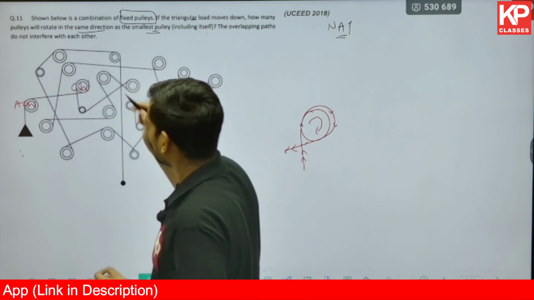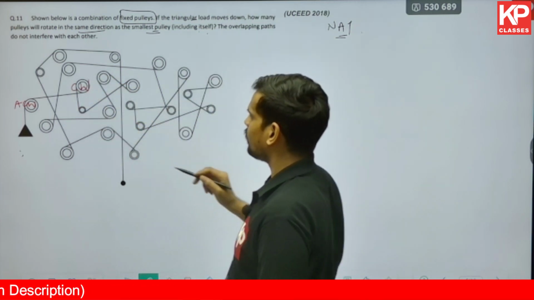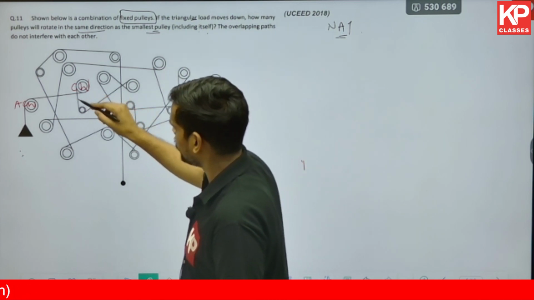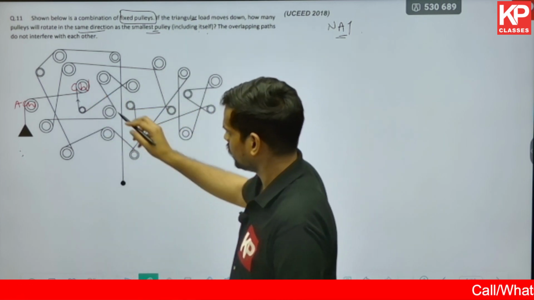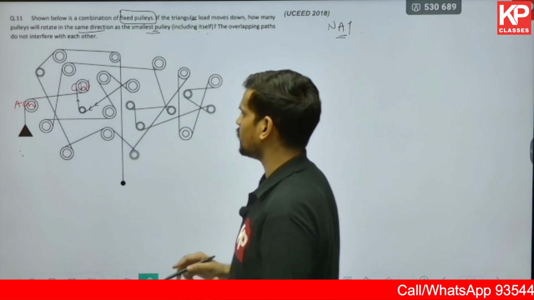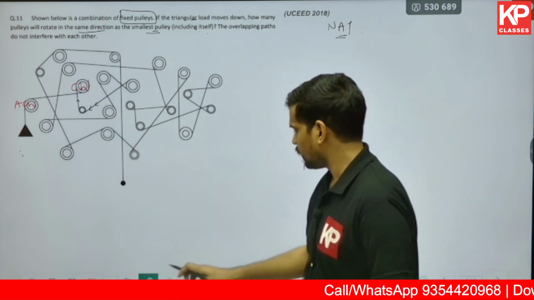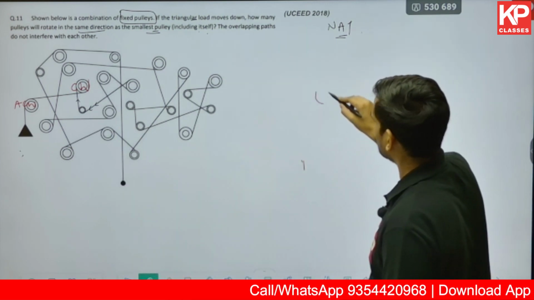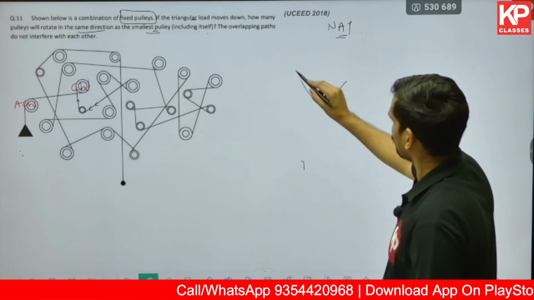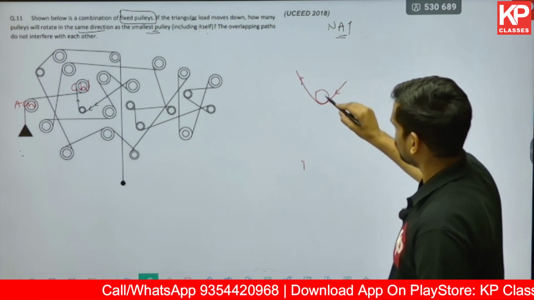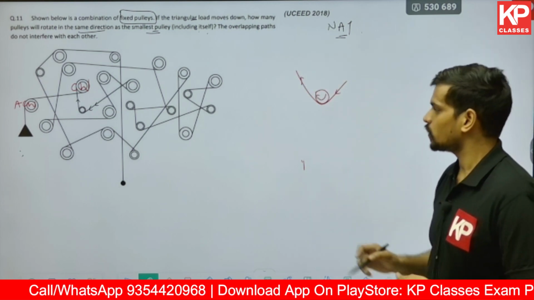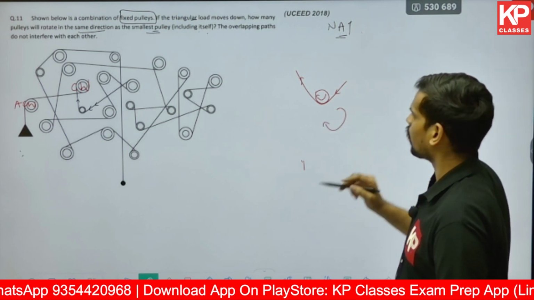This would be a clockwise turn. So the next pulley we have, the rope basically is moving in the upward direction over here. So for that, the rope has to move in this direction. So if this is the pulley, the rope is moving in this direction. So the rotation, the turn in the pulley has to be this way, which basically is a clockwise turn again.